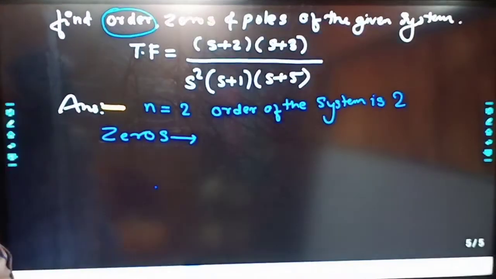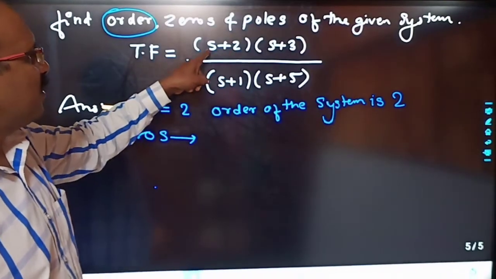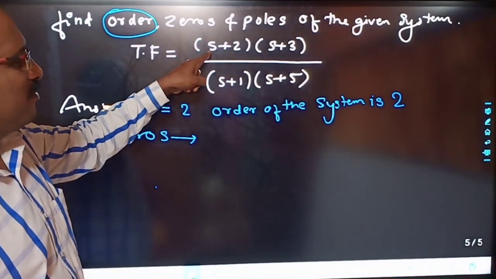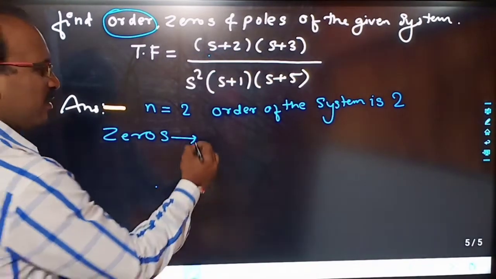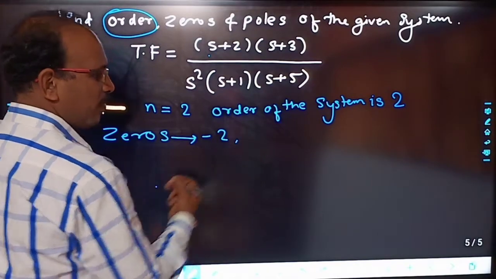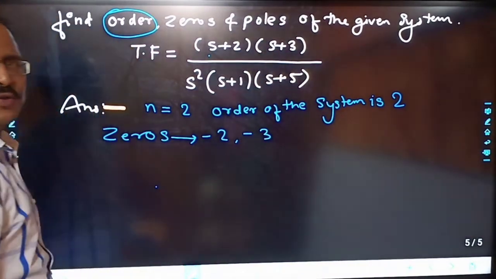Now what are the zeros of the system? What value, if we substitute, makes the system transfer function 0? If I substitute S equal to minus 2 here, then minus 2 plus 2 will be 0. So S equal to minus 2, then S equal to minus 3. These are zeros of the system.